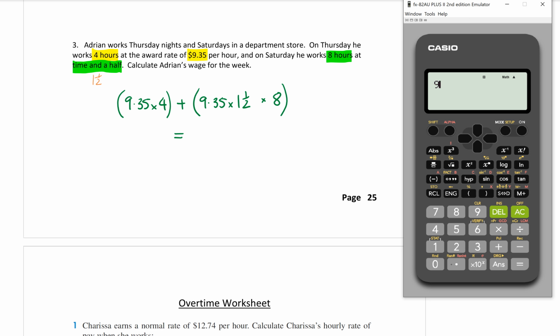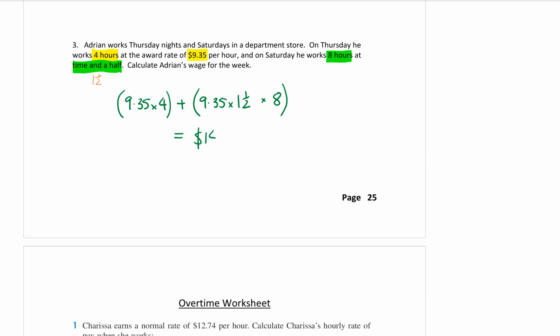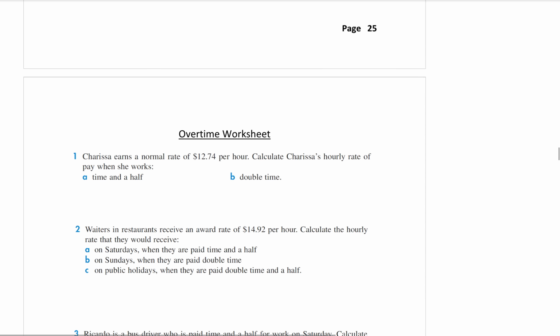So 9.35 times 4 plus the 9.35 times 1.5 times 8. Yeah, same thing as me, 149.6, or 60 because it's money. Okay, so that is overtime pay. That's what we're going to be practicing today. So your sheet is right there, page 26.